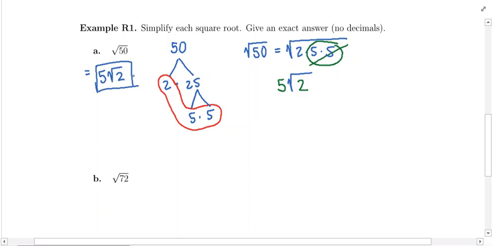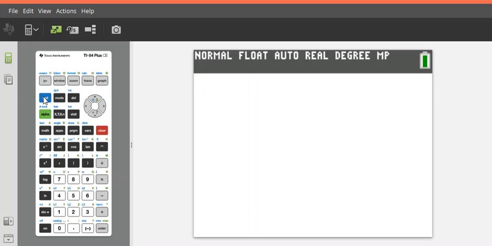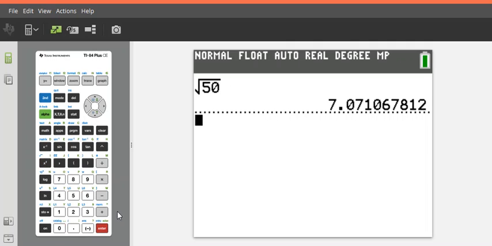That's considered simplified. Now I know that the directions said no decimals, but I'm actually going to put these into the calculator just so you can see that the square root of 50 has the same decimal approximation as 5 times the square root of 2. They're the same number, even though they are written differently. So let me pull up the calculator. I'm going to type in the square root of 50. That's what we started with.